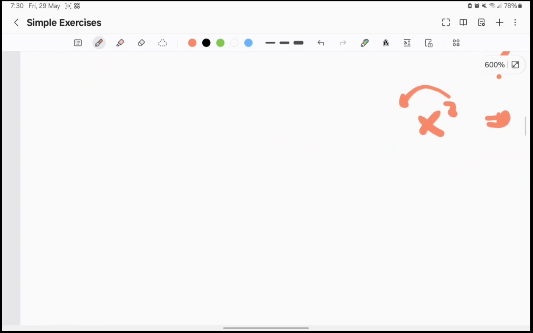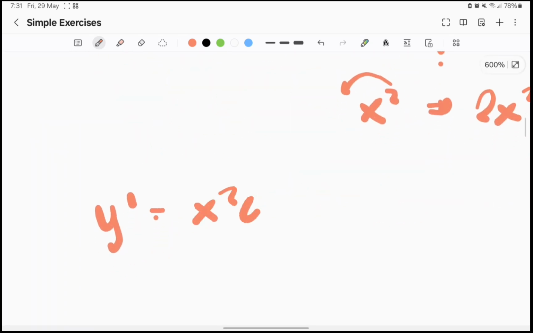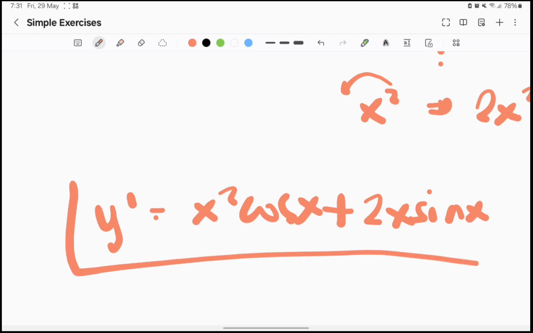And then, you simplify to clean up your solution. So, that's x squared cosine x plus 2x sine x. Ta-da!